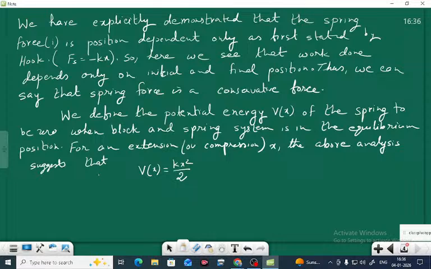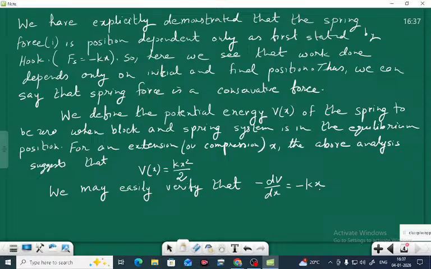We may easily verify that minus dV/dx is equal to minus kx, the spring force.